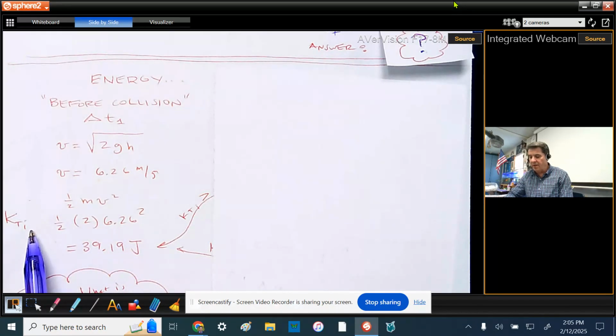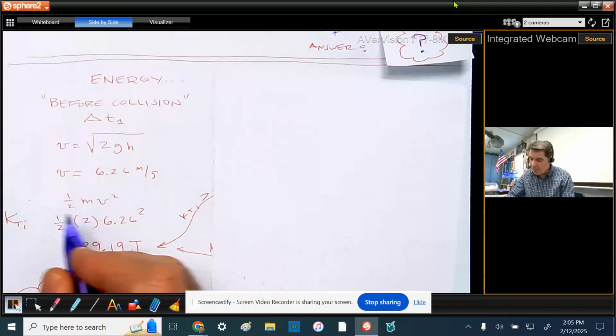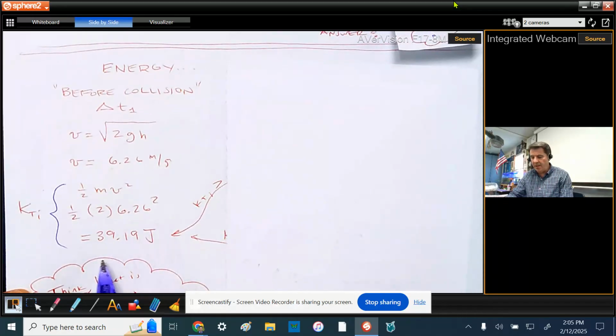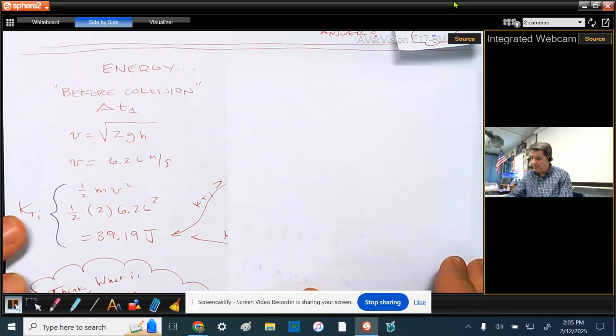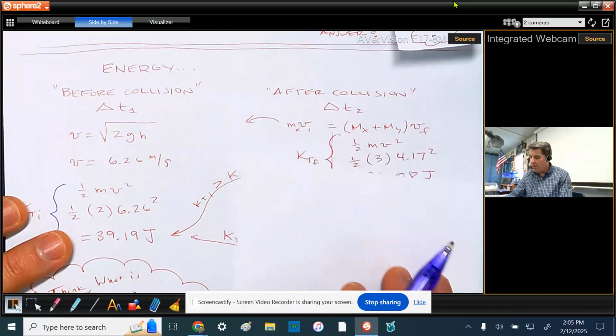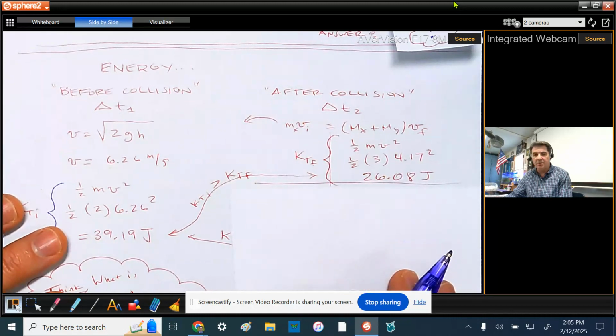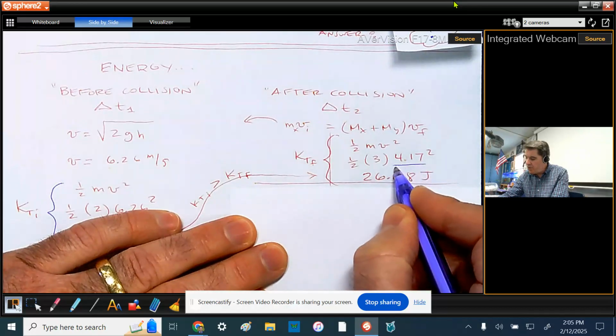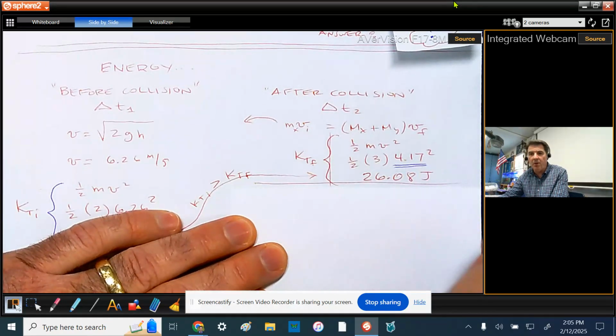So I get the kinetic energy by saying the kinetic energy is going to be equal to 1/2 times the mass of 2 times 6.26 squared, and I'm going to get 39.19 joules of energy. And then after the collision, if I've done it correctly or incorrectly, it really depends. So this is the correct answer, 4.17, which I solved on the other side. That's what I was referring to when I talked about the other side, and I showed you the two answers.